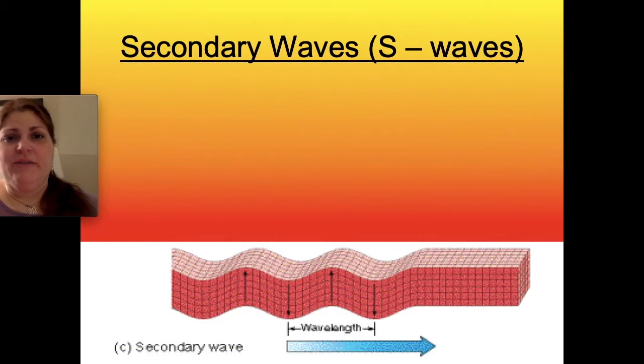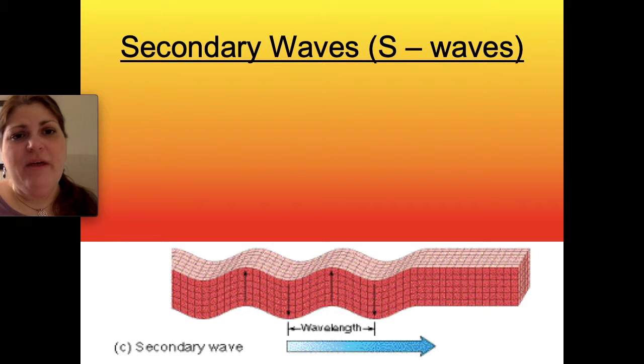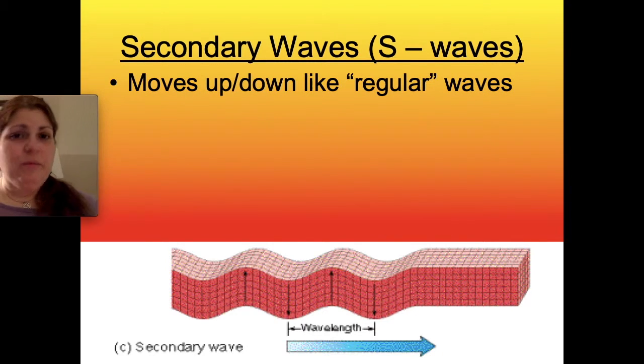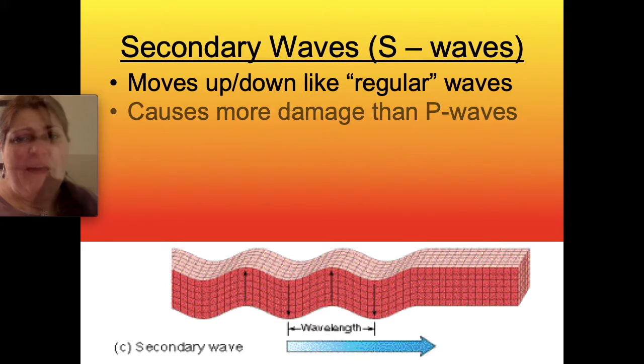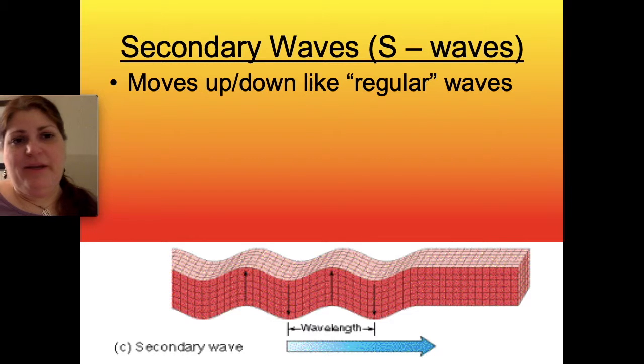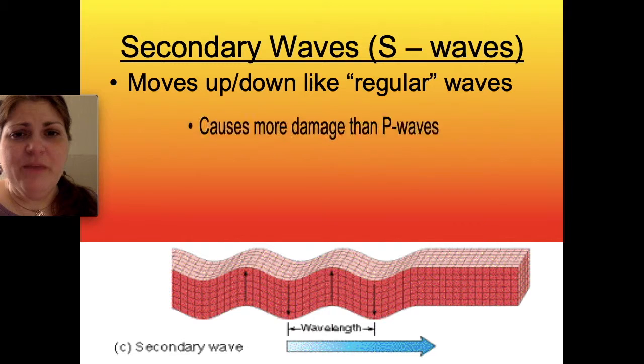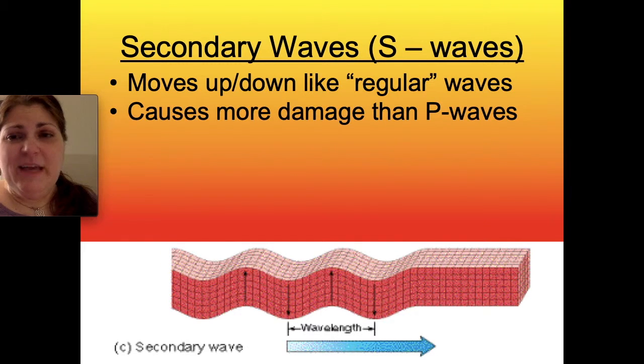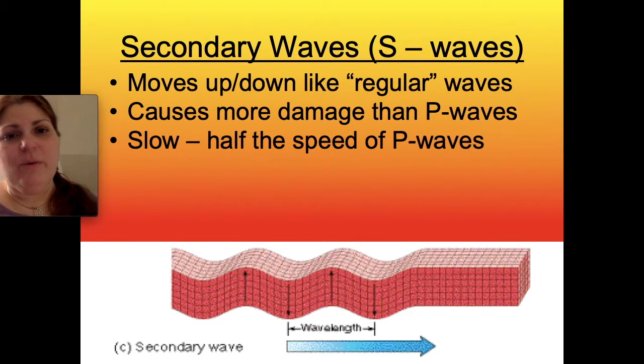The next kind of wave we'll discuss is a secondary wave. Secondary waves, also known as S waves, move up and down like a regular, traditional ocean wave that you're familiar with seeing. You can use a simpler drawing of this diagram, or I'll show you some animations in a minute, or simply describe it in the box. They cause more damage than P waves, but they're significantly slower than P waves. They move at about half the speed.